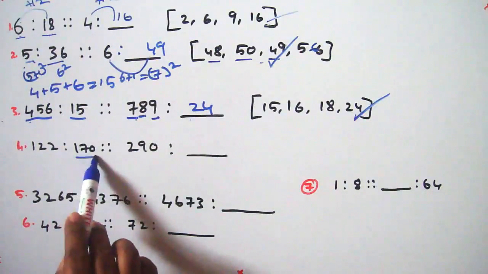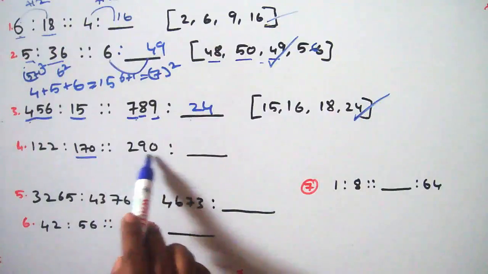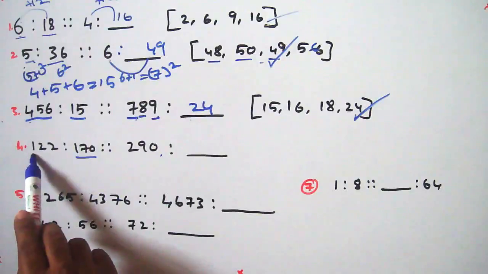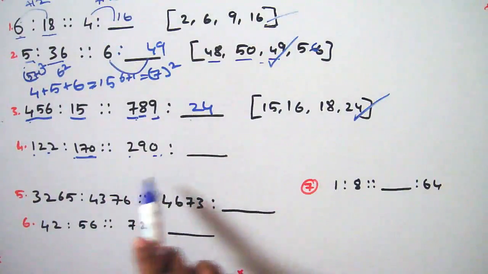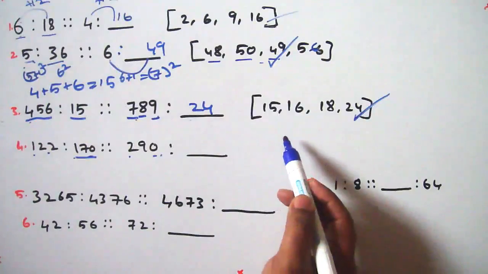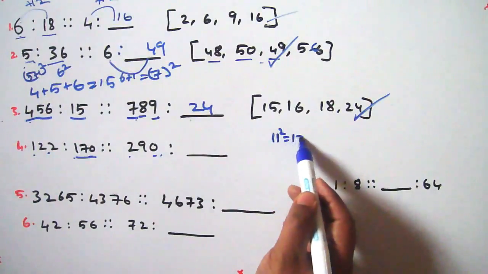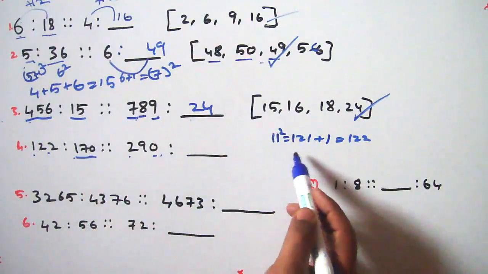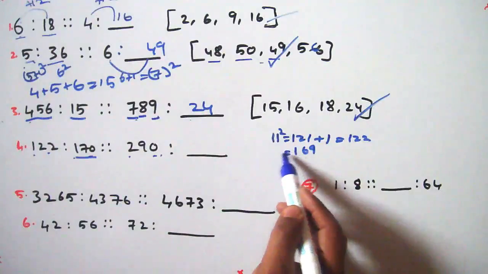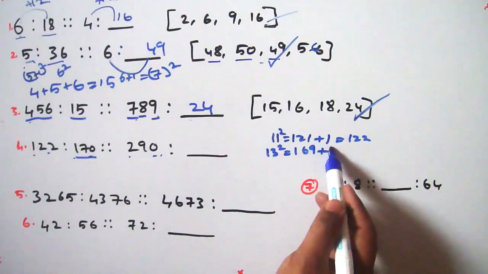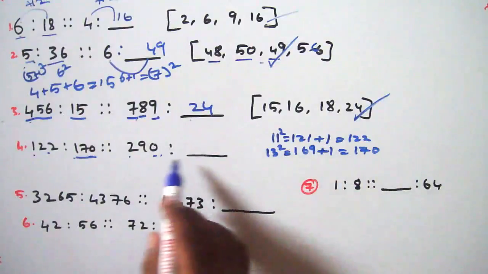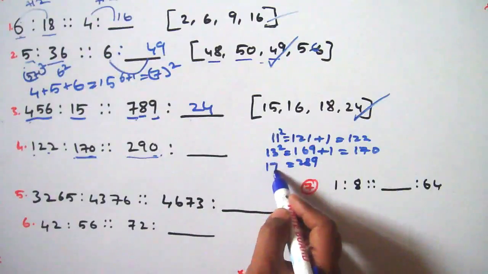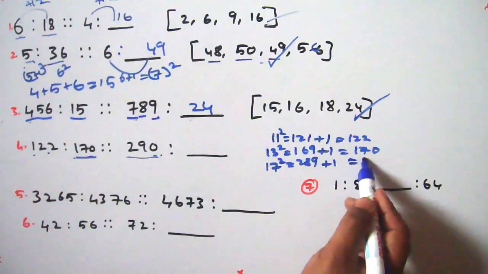122 is to 170 is same as 290 is to something else, we don't know. See, if we see here 122, 170, 290, these all are very near to the square of the numbers. That is 11 square is 121 plus 1 we will get 122, and 170, I can say it is 169, 13 square is 169 and plus 1 we will get 170. And if we take 290, 289 is given by 17 square, and if we add 1 we will get 290.